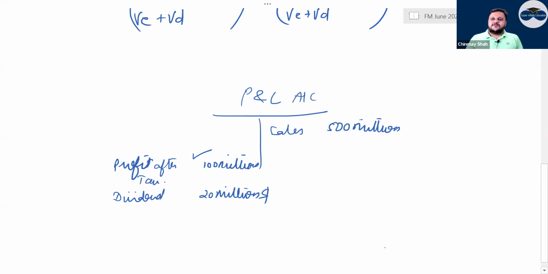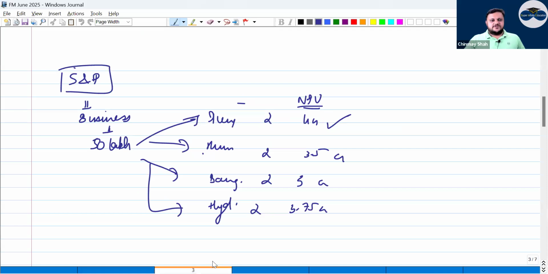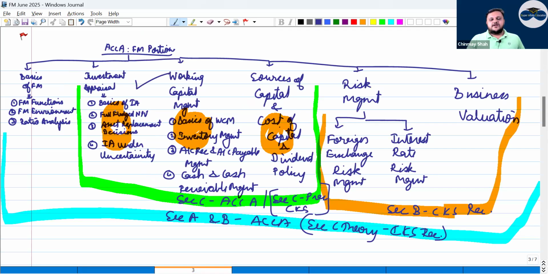So now, we had 4 or 5 or 6 parts of the syllabus, if you remember. Have a look at the 6 parts of the syllabus. We had mapped them out. Have a look at yesterday's notes, just opening them for reference. I talked about investment appraisal. I talked about working capital management, with current assets and current liabilities in your balance sheet. Then there are sources of capital and cost of capital, correct? And dividend policy. Then you have your risk management.